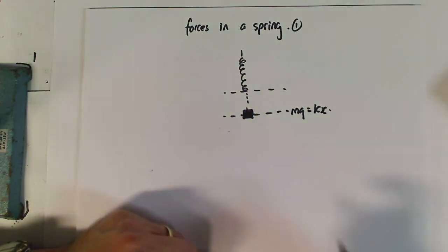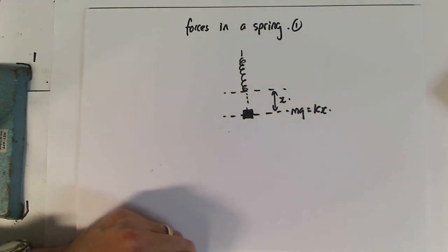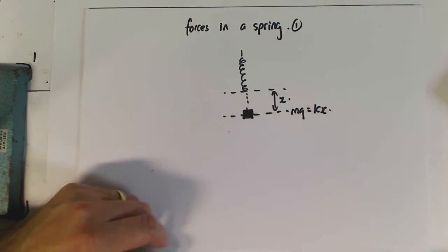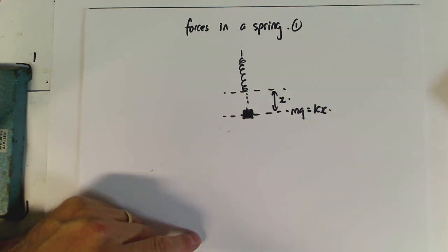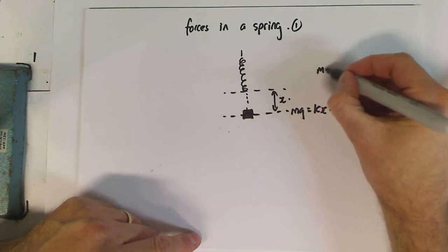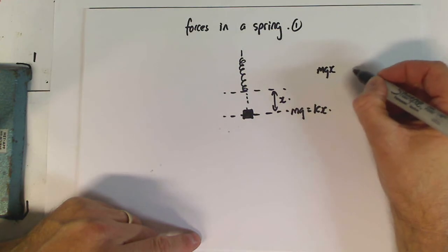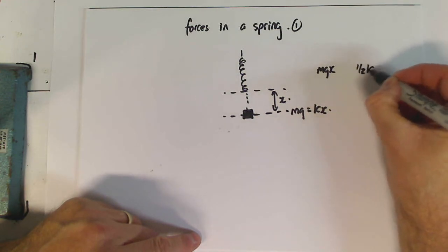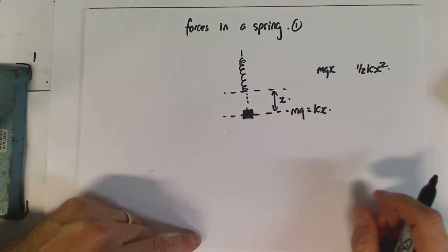Very important to remember that. And we'll call that x, because that was how much it got stretched. Now, one of the points that we've made, and we've made it a few times, is that the gravitational potential energy that's lost here, mgx, can't all be taken up by the spring. The spring can only take up half kx squared.